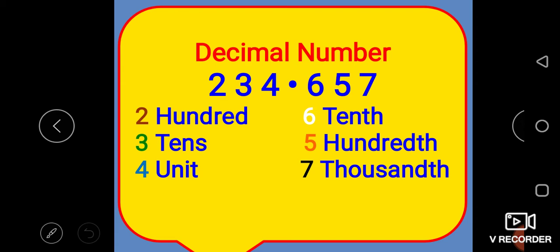Look at the place value of this number. 2 has a place value hundred. 3 has a place value tens. And 4 has a place value unit. This makes it a whole number, which you are very conversant with. The point there is called a decimal point. The numbers after the decimal point are fractions.